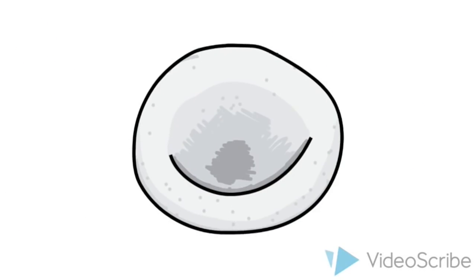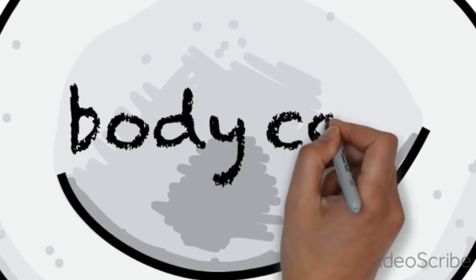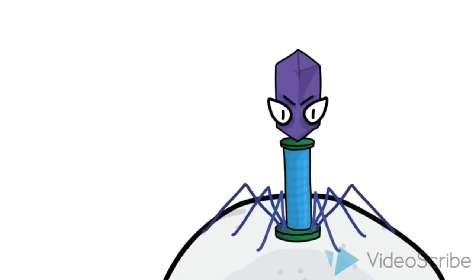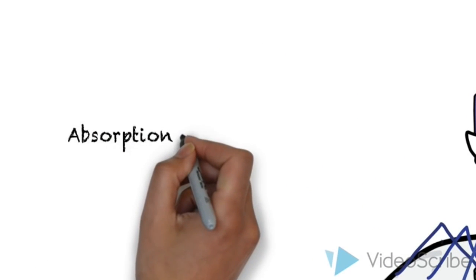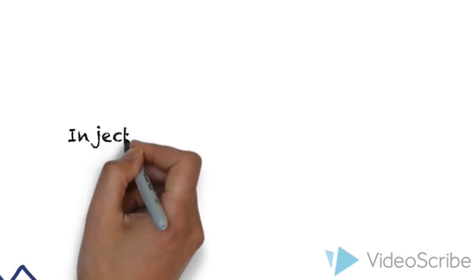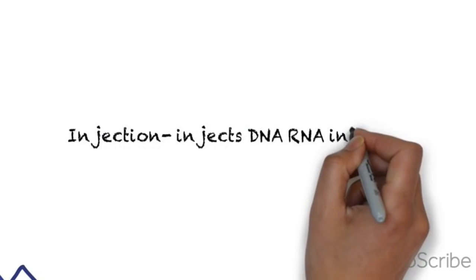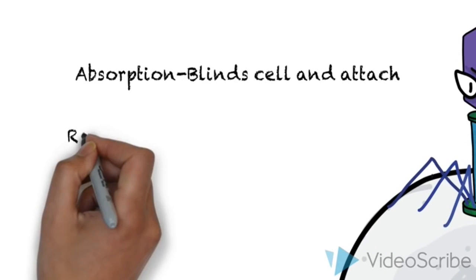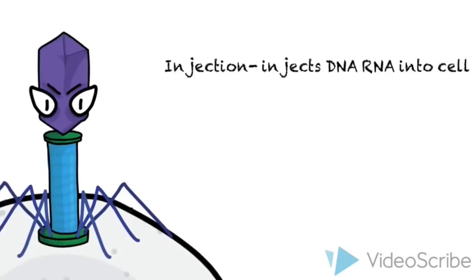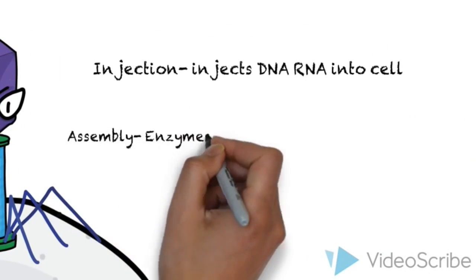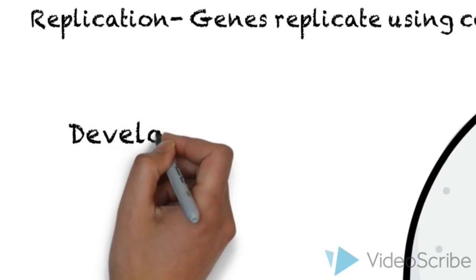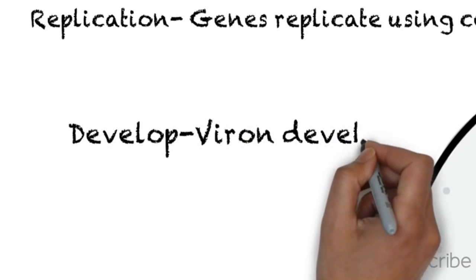Now, viruses reproduce in different ways compared to bacteria. First, absorption. Viruses attach themselves to a host cell. Second, injection. They inject their DNA or RNA into the cell. Third, replication. They use a cell to clone their own DNA or RNA. Fourth, assembly. They make enzymes made for virions. Fifth, develop. The virions are made.